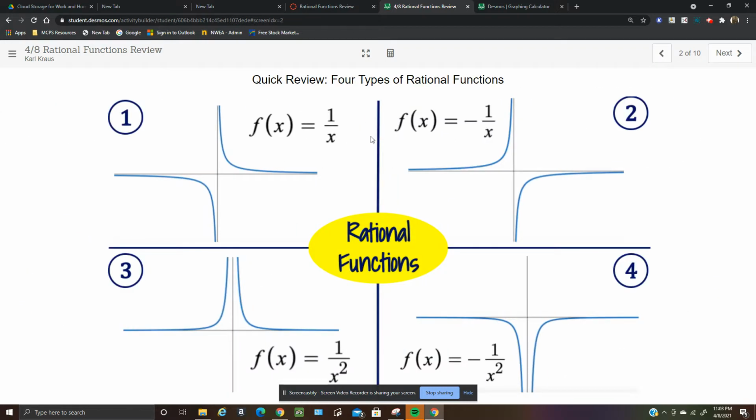Slide 2 is just a review of the functions we studied, 1 over x, and then the opposite is just a reflection over the x-axis, 1 over x squared, and then the opposite, once again, is a reflection over the x-axis.